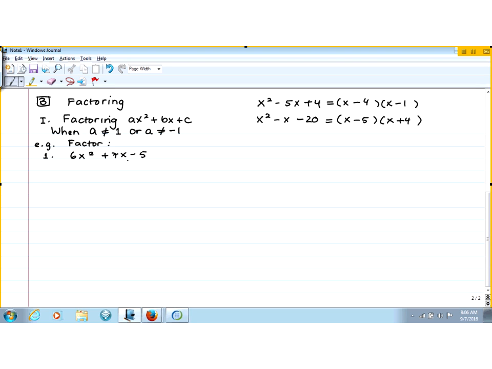What about if I have 6x squared plus 7x minus 5? Okay. And what about if we have something like 8x squared minus 14x minus 15? Okay, let's just work on these first. Yeah. What do you usually do? How do you factor 6x squared plus 7x minus 5? Do you use trial and error or what? What do you usually do?